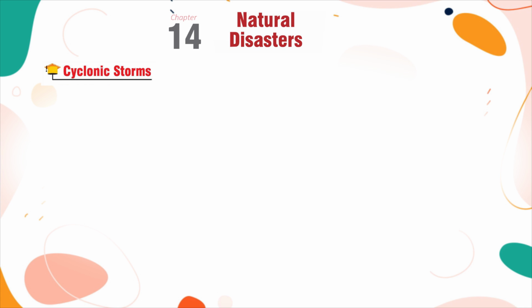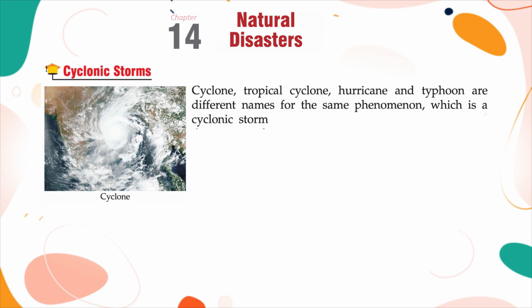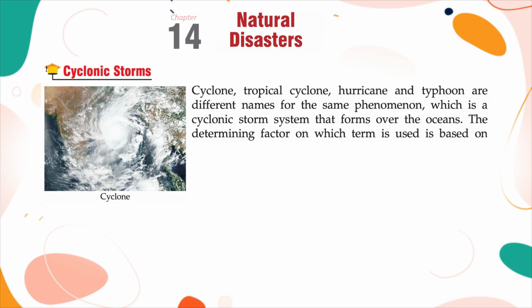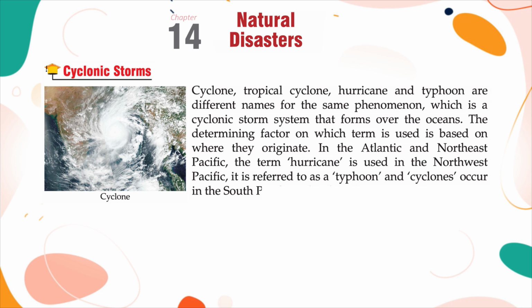Cyclonic storms. Cyclone, tropical cyclone, hurricane, and typhoon are different names for the same phenomenon, which is a cyclonic storm system that forms over the oceans. The determining factor on which term is used is based on where they originate. In the Atlantic and Northeast Pacific, the term hurricane is used. In the Northwest Pacific, it is referred to as a typhoon, and cyclones occur in the South Pacific and Indian Ocean.